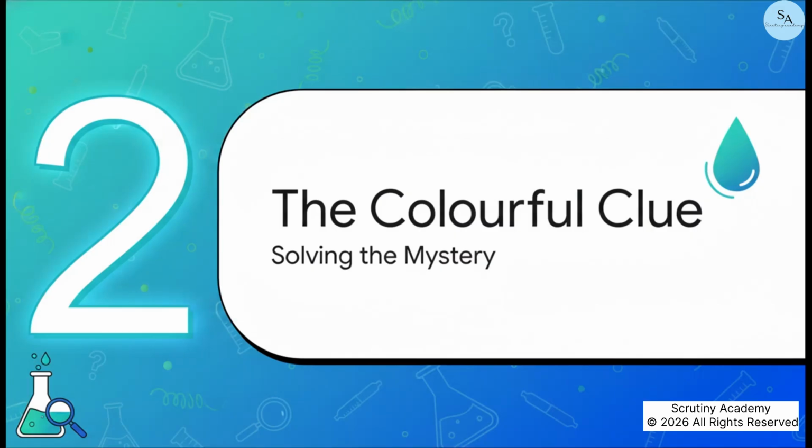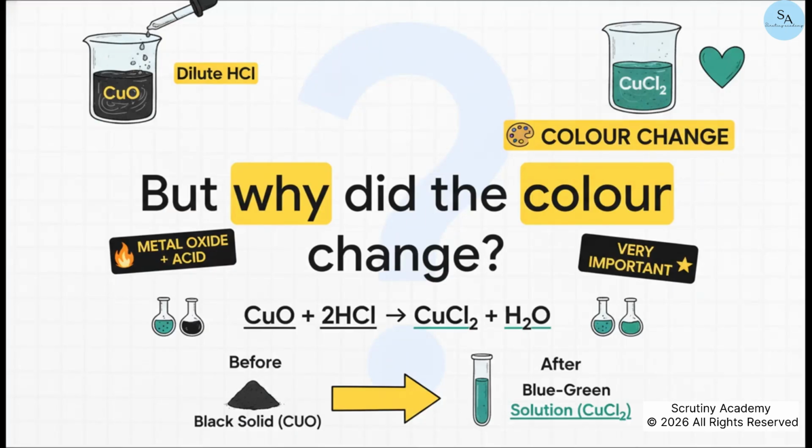So yeah, this blue-green color isn't just pretty to look at. It's actually a clue. It's the key that's going to help us understand what really went down in that beaker. So let's put on our detective hats and solve this colorful mystery. So, this is the most important question, right? Why did the color change?